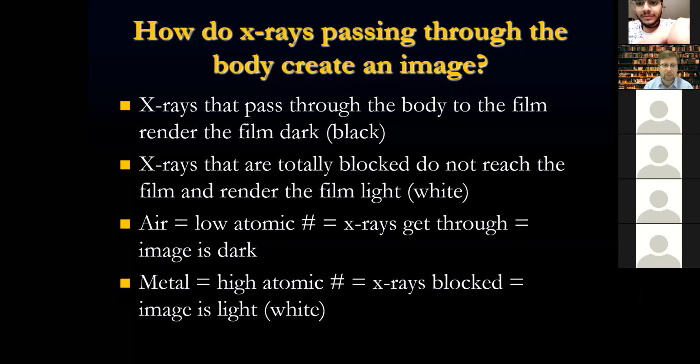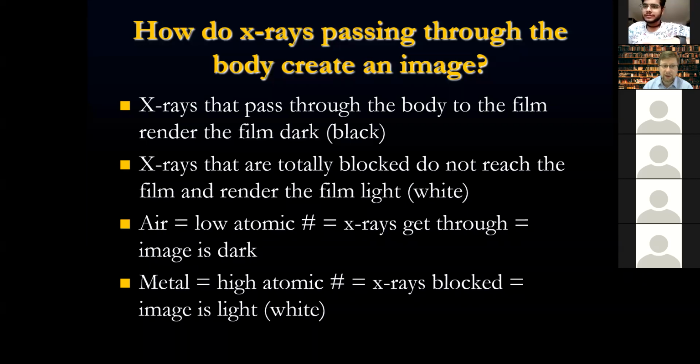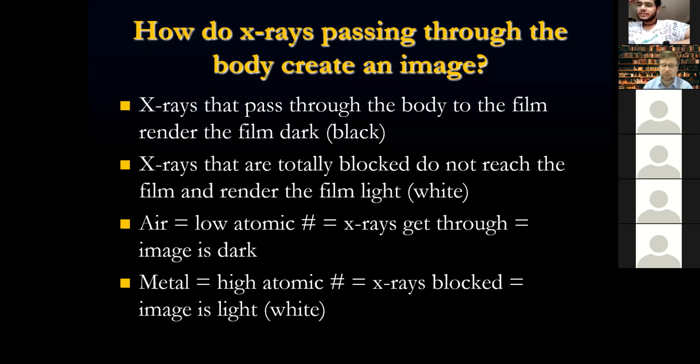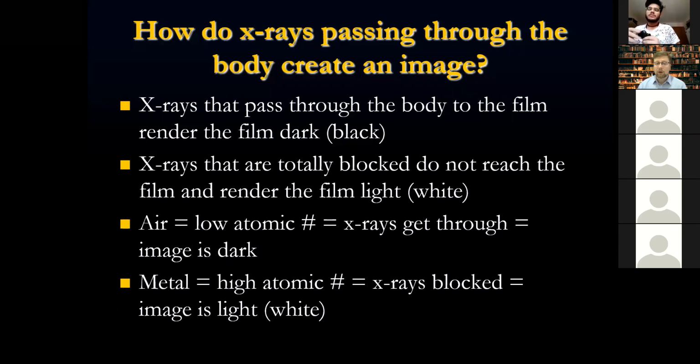Okay. So X-rays that pass through the body to the film render the film dark, black. As I already said, radiolucent spaces. X-rays that are totally blocked do not reach the film and render the film light, bright, radio opaque. The first is radiolucent and the second is radio opaque.